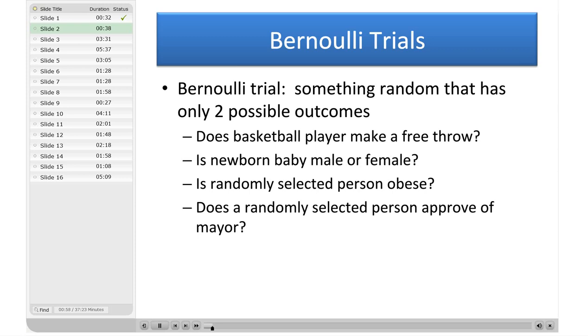Let's say you're interested in studying obesity. Well, if you randomly select a person, that person will either be obese or not. And the same thing could be said if you're randomly selecting a person and asking them if they approve of the mayor of their city or not.